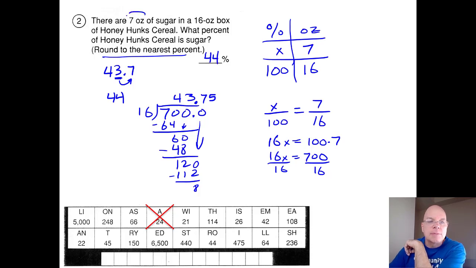And that seems like a reasonable answer to me because if 8 ounces were sugar, that would be half the box. That would be 50%. We have just a little under 50%. And so I feel really good with that 44%. So I'm going to cross off 44% right there.